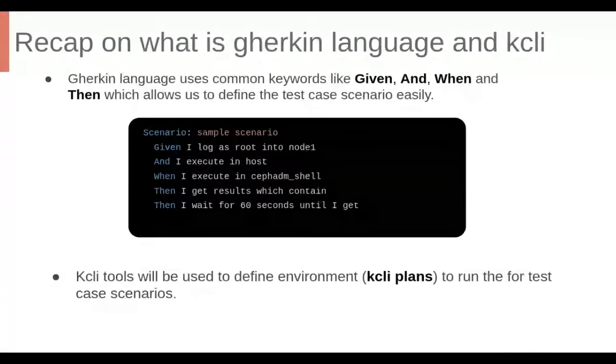As a quick recap, what is Gherkin language and KCLI? Gherkin language is a common natural language which uses common keywords like given and then to define a step to execute to create test scenarios. I have provided sample steps we have implemented in the project. As you can see, we can execute a few commands on a host and use steps to validate whether specific keywords are contained in the output, which I'll be talking about in later slides as well. And the KCLI tool is used to create the environment to run different kinds of tests in labs to run different test scenarios.